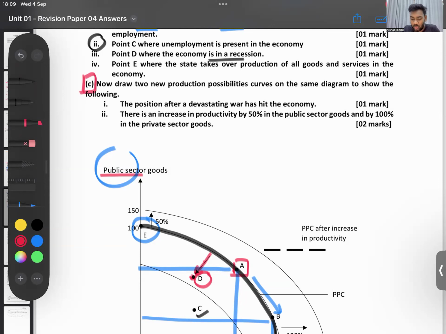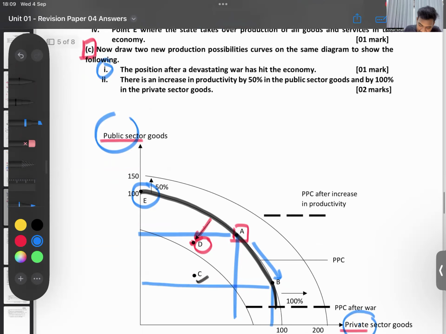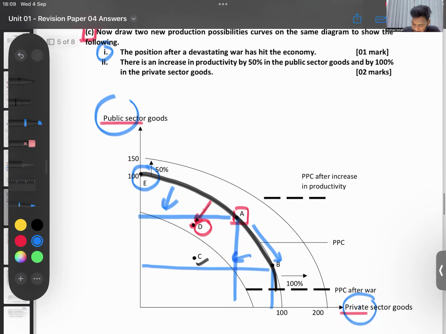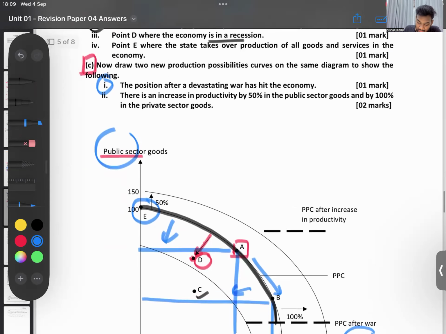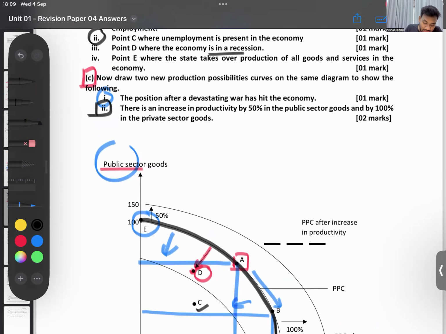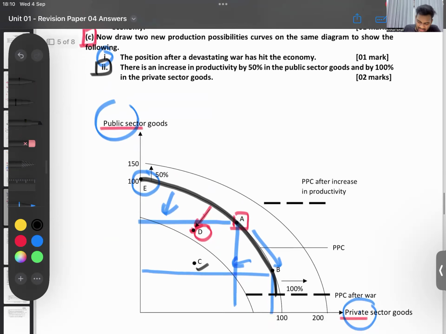And then going into C. C is saying, now draw two new production possibility curves on the same diagram to show the following. 1, the position after a devastating war. So after a war, what happens, Lamai? Capital gets destroyed, people have died. What has happened? Your resource endowment has come down. So what can you do? You will shift the PPC inwards. That's after the war. Then the second one, no, the proportion, that doesn't matter. Just as long as you've shown an inward shift, that's okay.